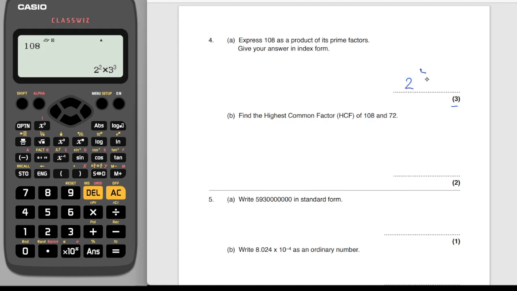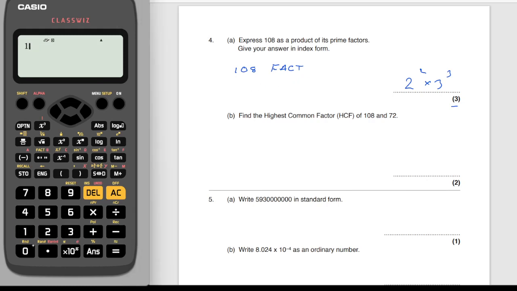So 2 to the power 2 times 3 cubed. So again, what I've done there is 108, Fact. That's all I would do in an exam for that question on a calculator paper. I've shown there what I've actually done on my calculator.